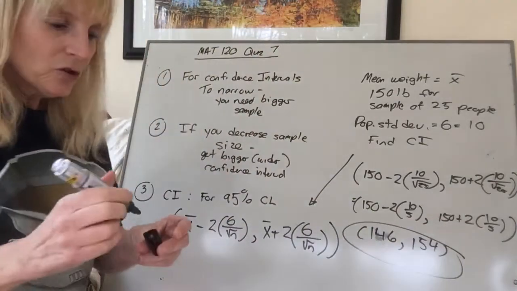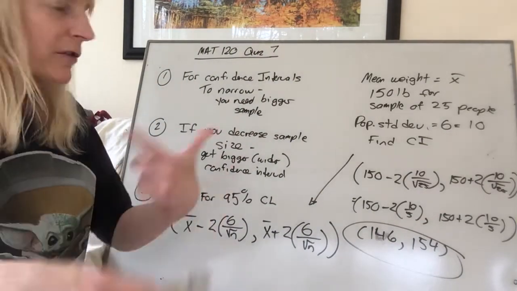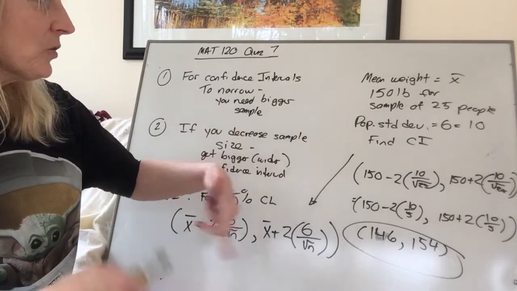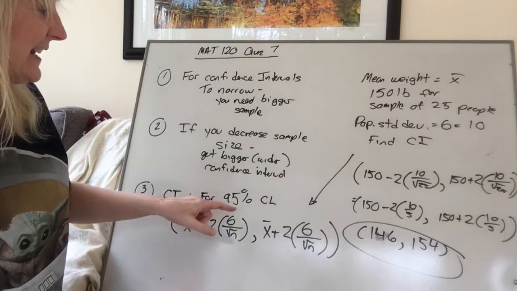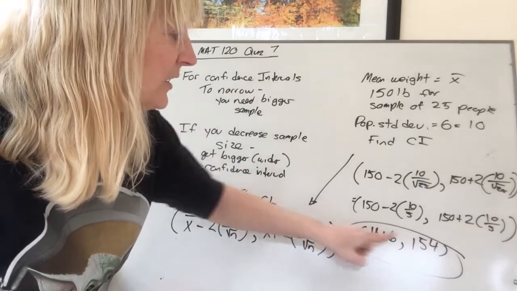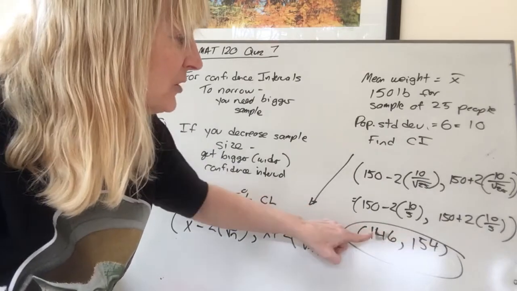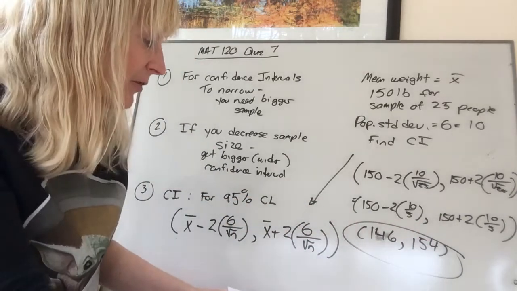The way you interpret that is you can say, if we did this over and over again, and we took samples of 25 people over and over again, we would say that 95% of these samples would have a mean that falls between these two numbers. That's how you interpret that. Okay, guys? So that's number 3.